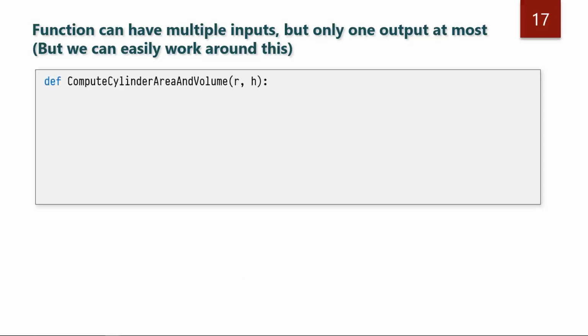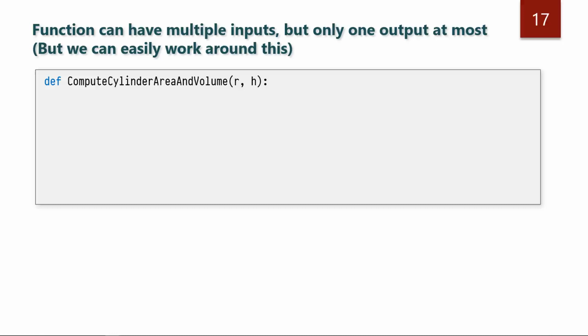So let's say that for convenience, we want to define a function that computes the area and the volume of a cylinder. This function takes in 2 numbers. The first number represents the radius of the cylinder. The second is the height of the cylinder. And then it will compute the area and the volume, okay? And then we have to return two of the values, the area and the volume.